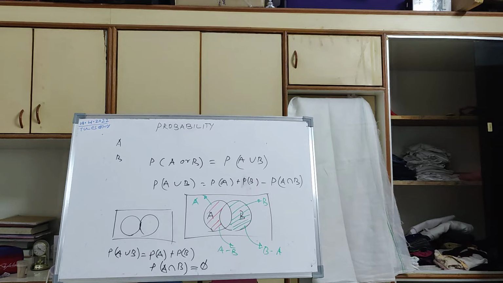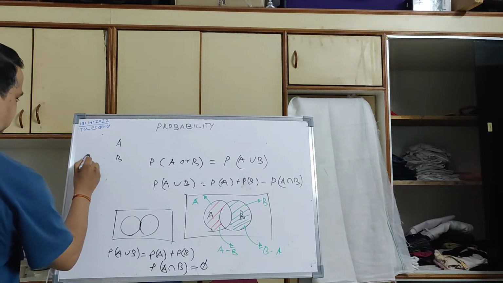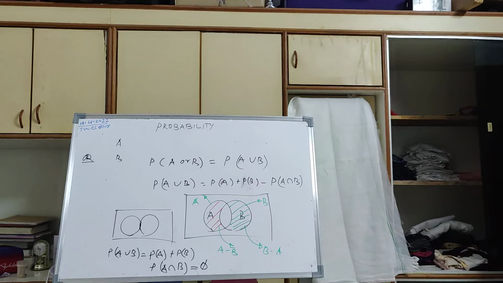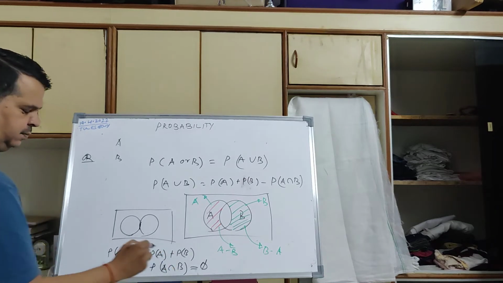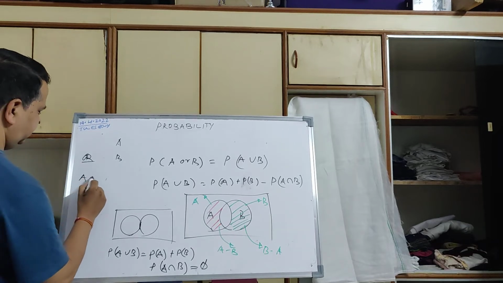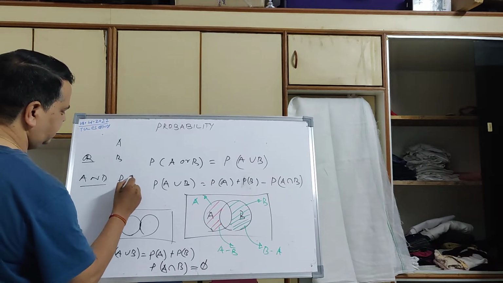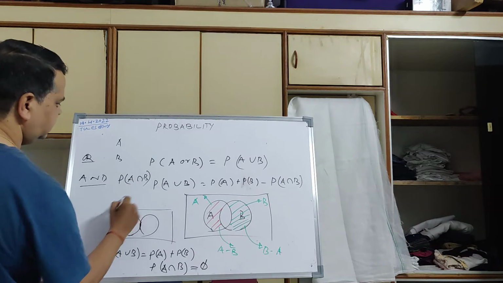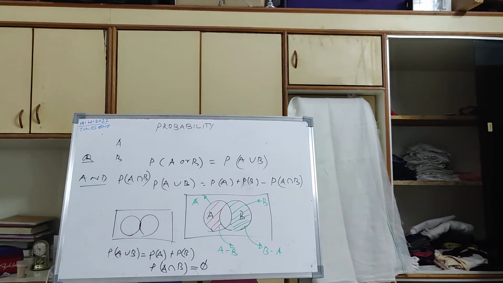So we have discussed OR, which is union. Then there is something called AND. A and B is nothing but A intersection B. So AND is nothing but the probability of A intersection B, that is, this intersection part, the common part.